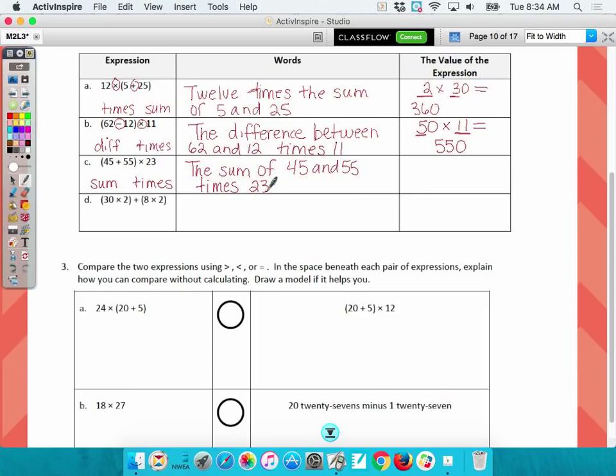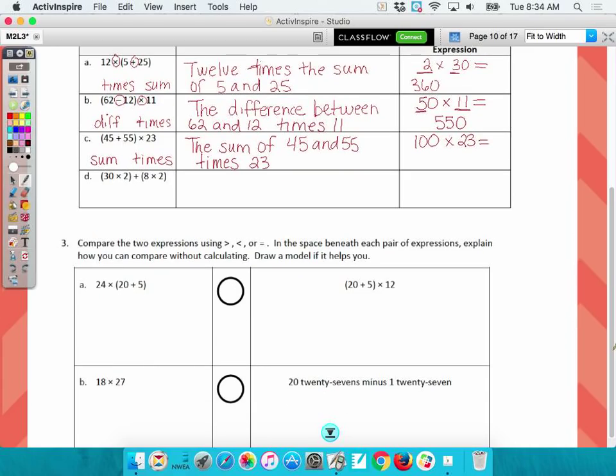Add. So what's 45 plus 55? 100. They're making this quite simple. 100 times what number? 23. 1 times 23 is 23. So 23 with 2 zeros, that's 23 hundreds, or 2,300.